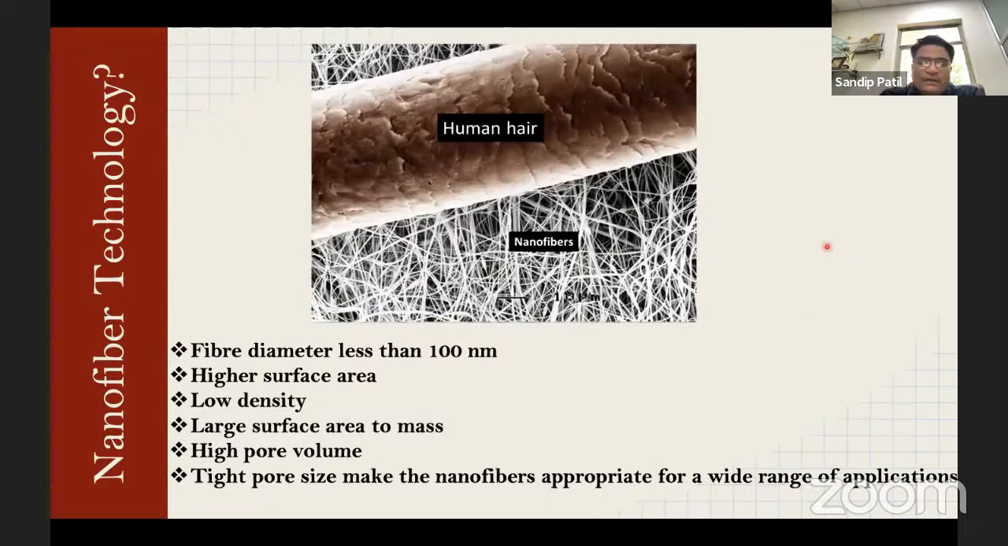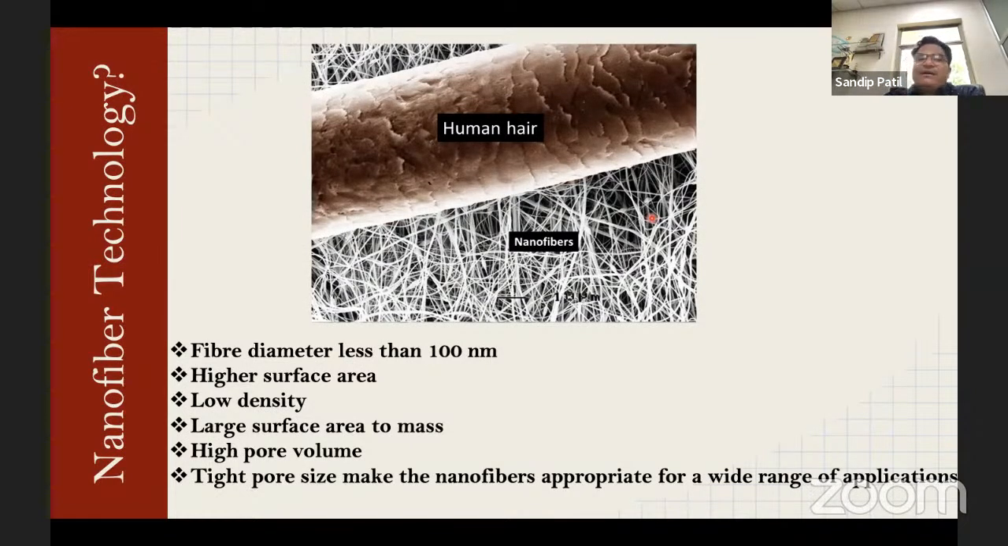One can also connect the technological point of view of this aspect, and you can see in this picture the nanofibers and the human hair. The nanofibers are deposited on top of the substrate, and on top of that you have the human hair sitting on it. You can see the difference in scale, where one human hair covers most of the area of that picture, but ultimately you can see there are billions of nanofibers deposited on that particular area. This is the beauty of changing the scale.